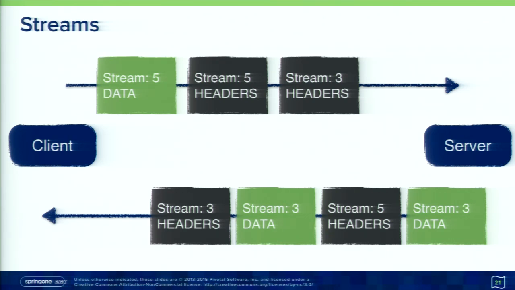And the server can answer with interleaved frames. So it can start answering with headers for the response of stream 3, some body, then maybe continue with the headers for response of stream 5, and continue with stream 3. So that's how it can happen at the link level. It's all interleaved, no real order, and we'll see how it really helps.